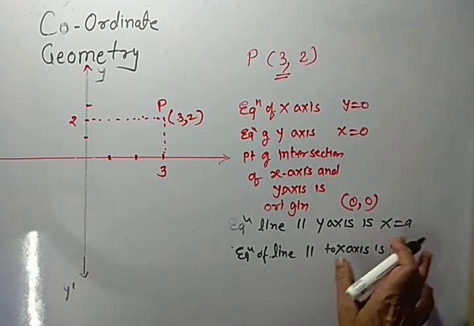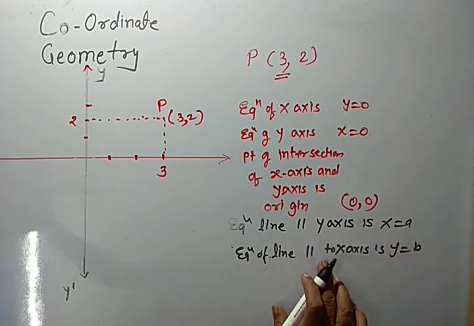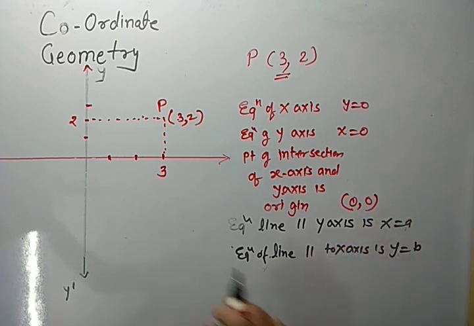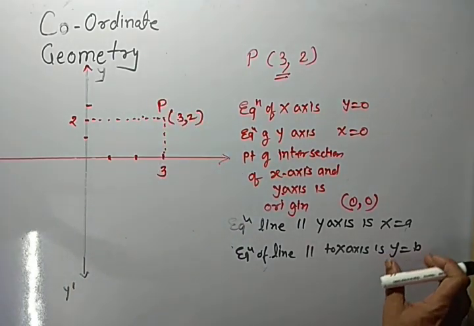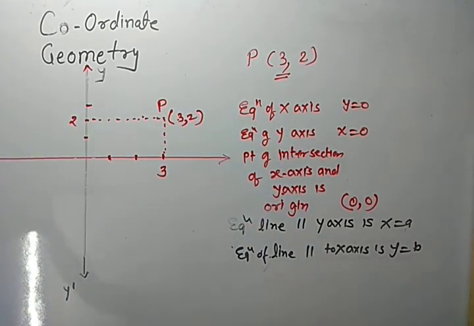The distance of such a line from the y-axis is a. The distance of this line from the x-axis is b. However, the distance of the x-axis from itself is 0, because the line intersects the x-axis. Similarly, the distance from the y-axis is 0 because it intersects the y-axis. Again remember, a line parallel to the y-axis is perpendicular to the x-axis, and a line parallel to the x-axis is perpendicular to the y-axis. This is what we learnt last year.